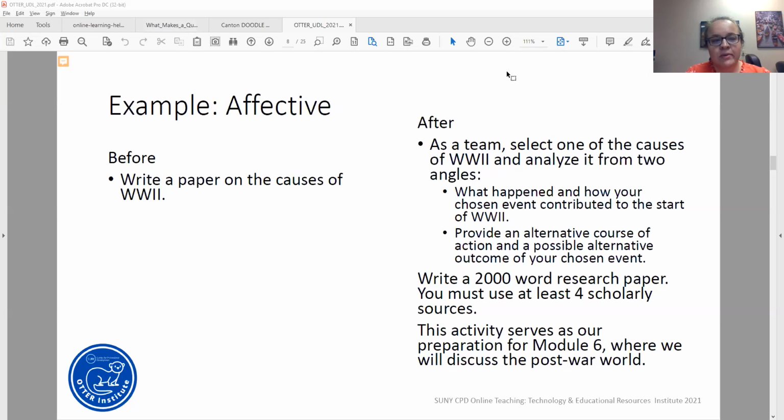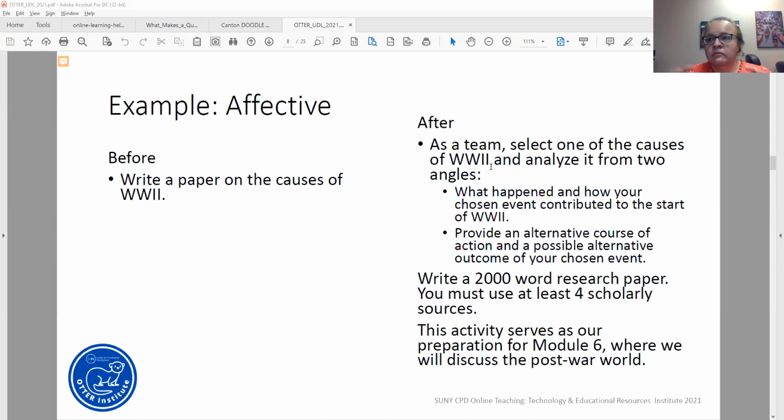So my before assignment is: write a paper on the causes of World War II. All right, quite straightforward, right? Nothing crazy. However, as a student, when I look at it, I already have 1.5 million questions. I already want to know how complex, how involved the paper should be. What am I supposed to pick from, right? I have all these questions that I did not get answered as a student.